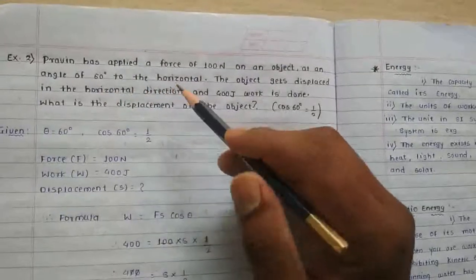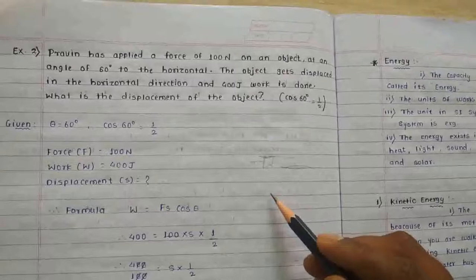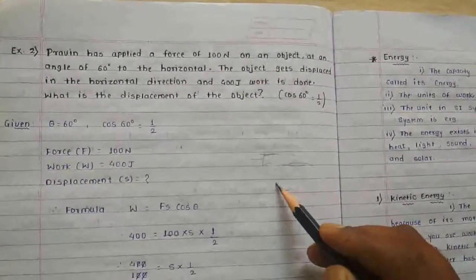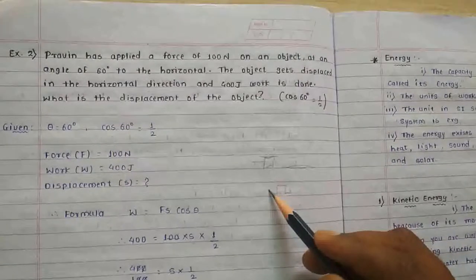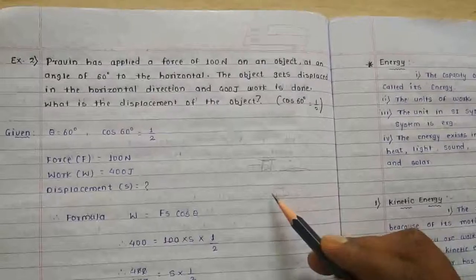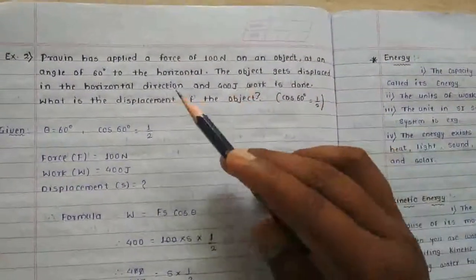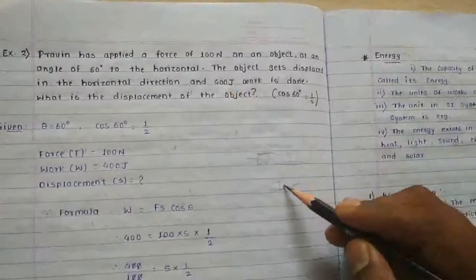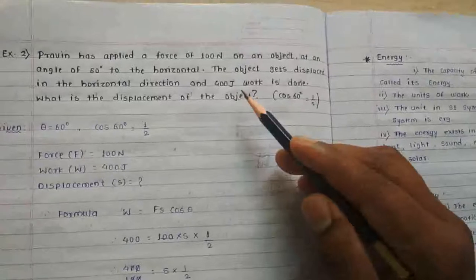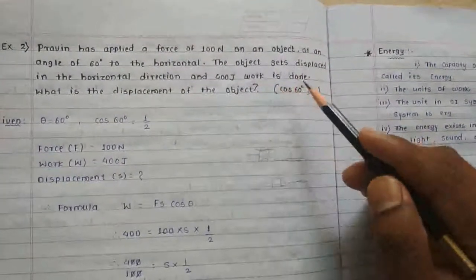Second solved example is, Praveen has applied a force of 100 Newton on an object at an angle of 60 degree to the horizontal. Suppose this is the object and Praveen has applied a force of 100 Newton at an angle of 60 degree to the horizontal. The object gets displaced in the horizontal direction, and 400 joule work is done.